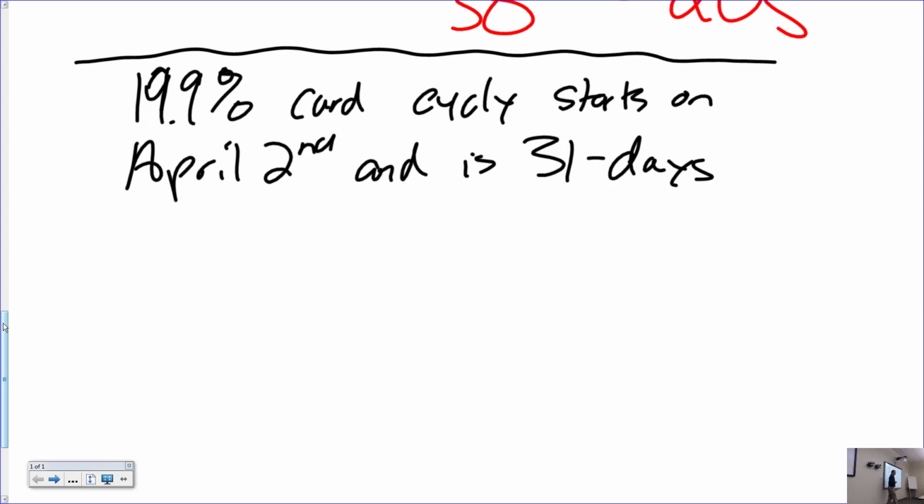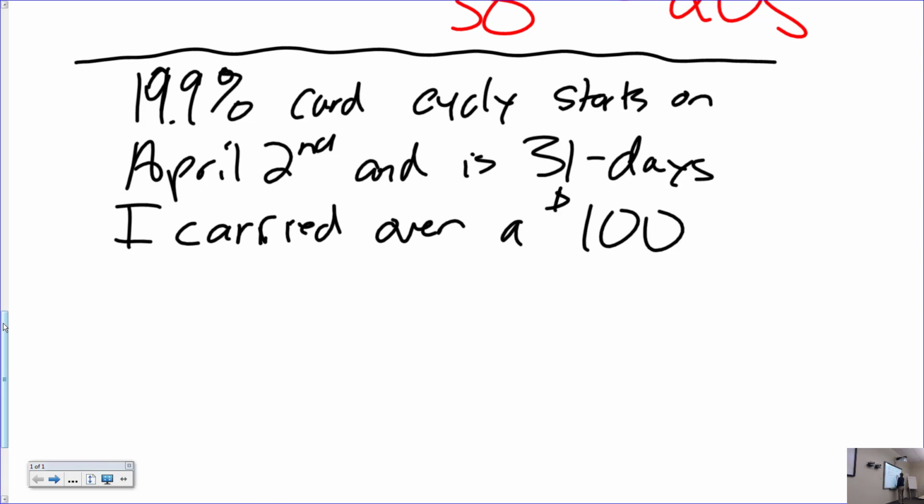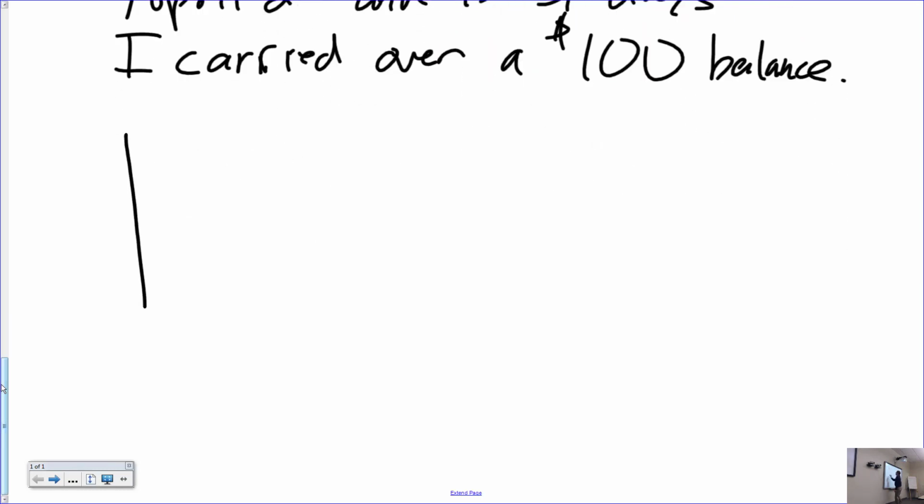And let's suppose this time that we carried over a balance. I carried over a $100 balance. So, again, I didn't pay my bill in full, and it worked out that the finance charge that they added made the actual balance $100 even, just so that life is easier for us. You're welcome. All right, so here's our credit card statement, all right?